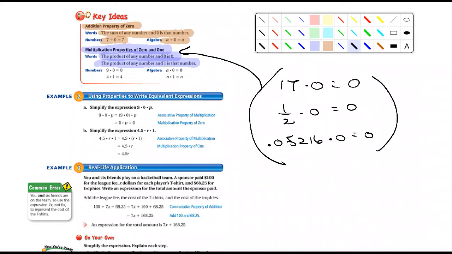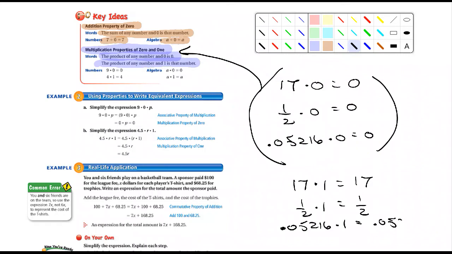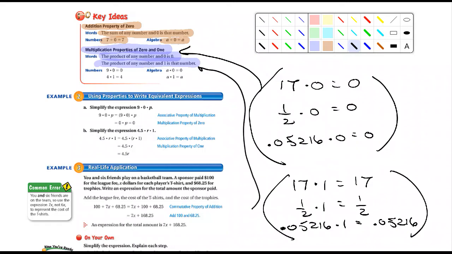Now another example here, what's 17 times 1 equal? 17. What's 1/2 times 1 equal? 1/2. And what's 0.05216 times 1 equal? 0.05216. Okay, and so these are an example of this one right here: the product of any number and 1 is that number.